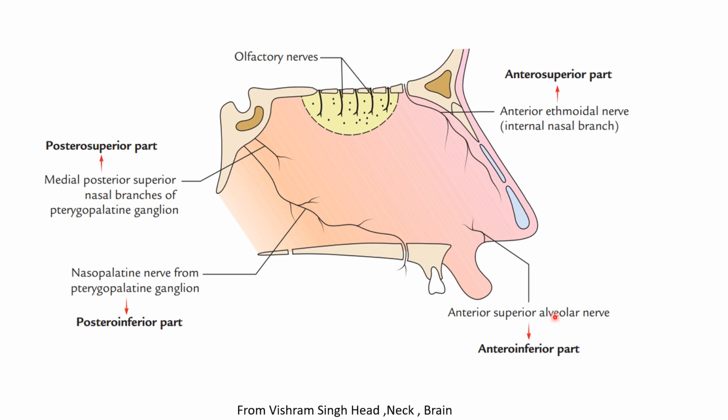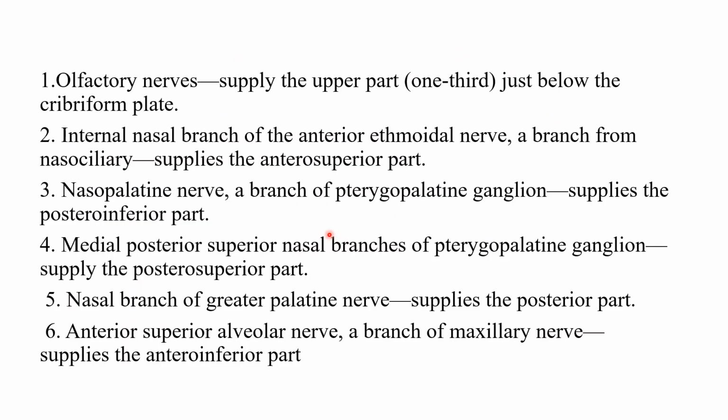Also, this anterior superior alveolar nerve is a branch of maxillary nerve. Also, one or two nerves are not shown in this diagram, so I'll be showing you one more slide in which all the names of the nerves and where they supply. Actually, you can directly see from here only that anterior ethmoidal nerve is supplying the anterior superior part, but let's have a look at this.